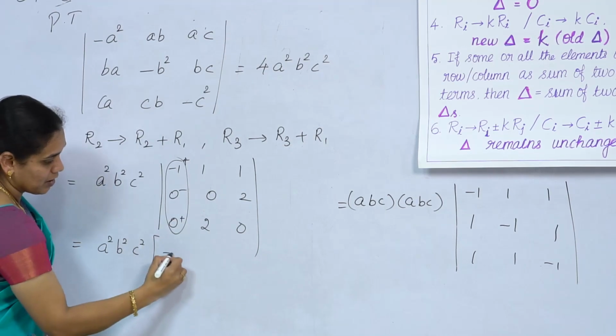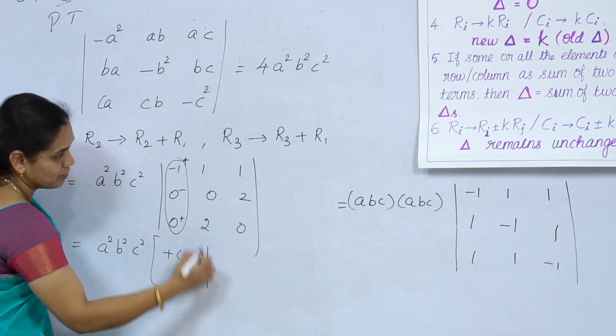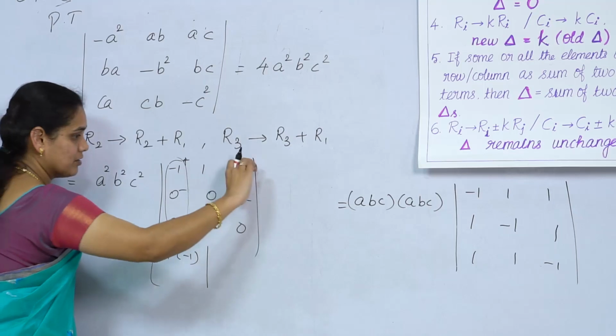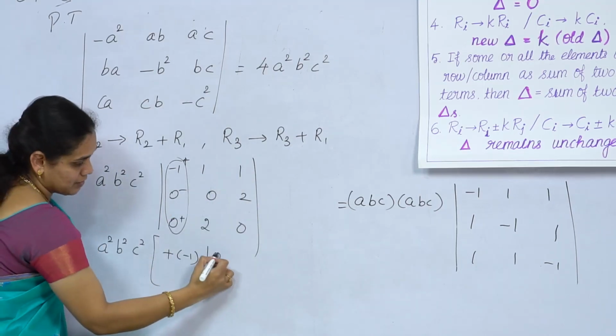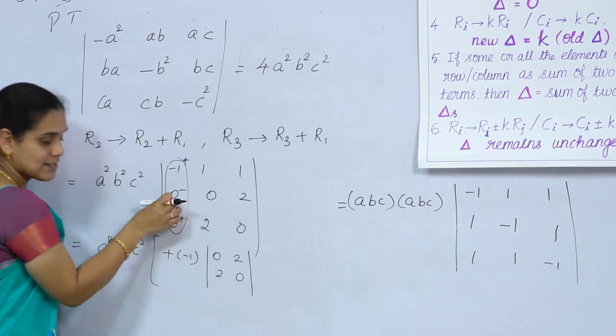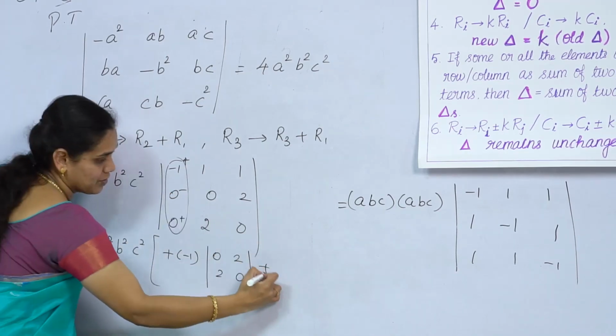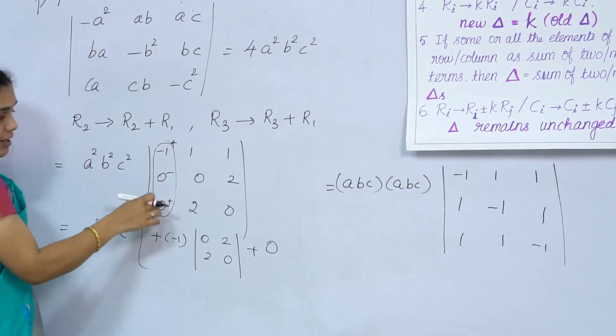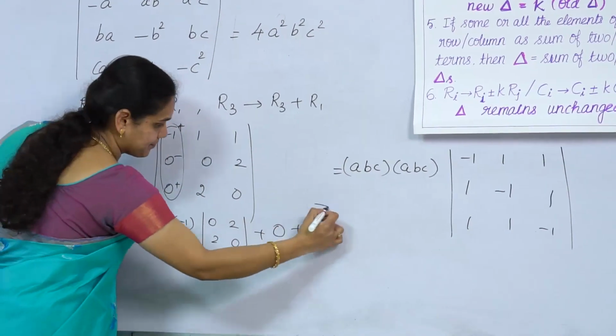So in this case, plus or minus 1 into, if we delete this column and this row, we have these 4 elements. That is 0, 2, 2, 0. Then if we expand along this element, it becomes 0 only since the element is 0. And the next one is also 0.